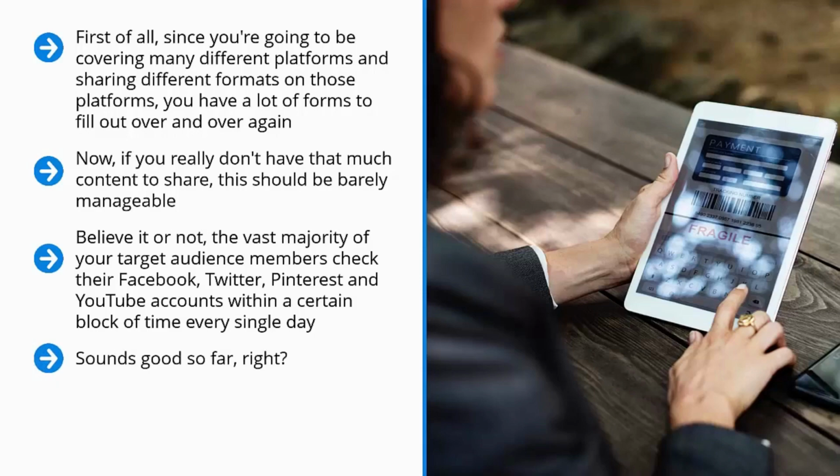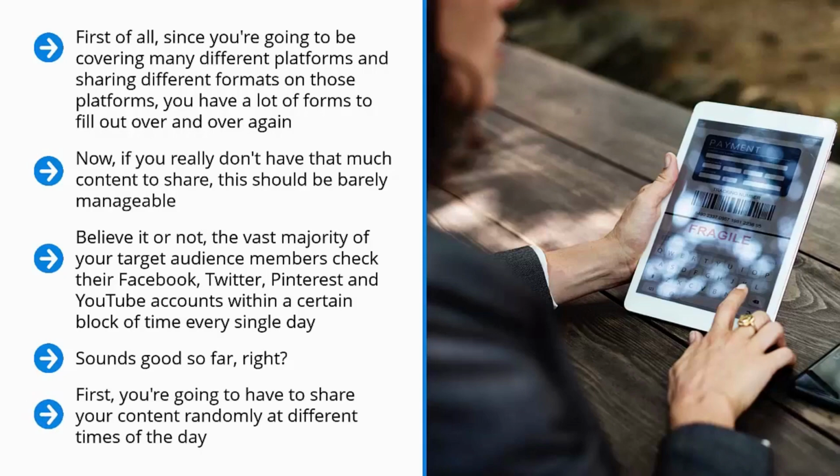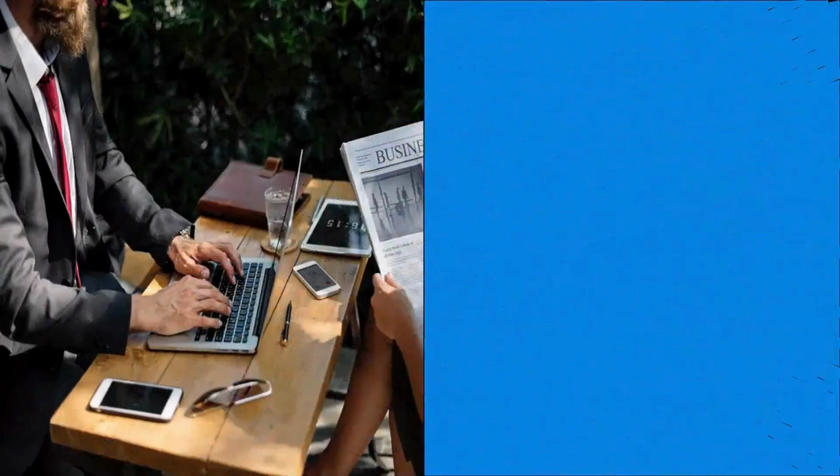Sounds good so far, right? Well, here's the problem. Different audiences have different time preferences. How would you know? This is where experimentation comes in. First, you're going to have to share your content randomly at different times of the day. As much as possible, share content every hour. Set your content automation tools to publish every hour. Let this run for about a week or two.